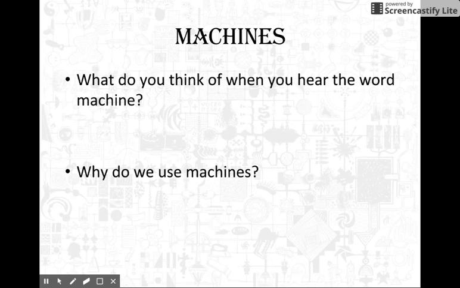Take a moment to fill in that question on your sheet. And then also answer the second one. Why do we use machines? So today we're going to try to answer these 2 questions as we go along in our notes.